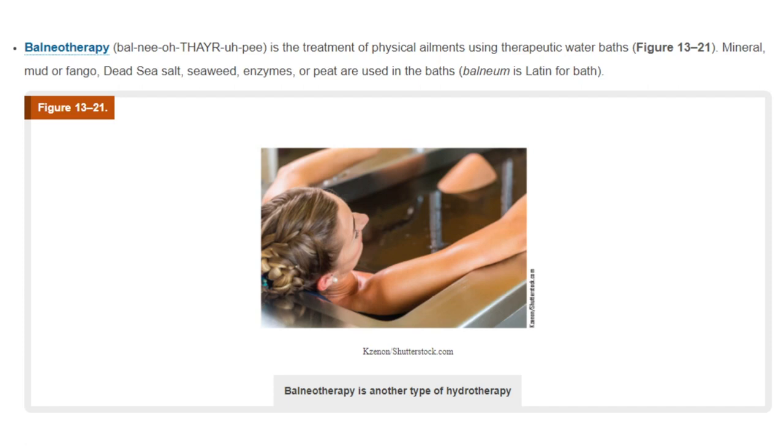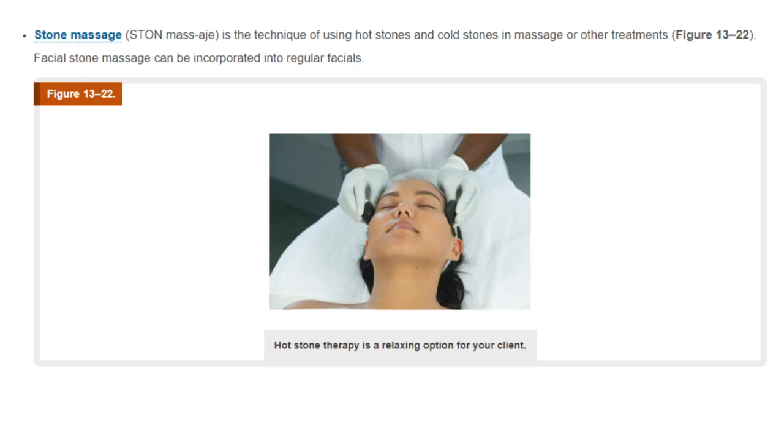Balneotherapy is the treatment of physical ailments using therapeutic water baths. Mineral, mud or fango, dead sea salt, seaweed enzymes, or peat are used in the baths. Balneum is Latin for bath. Figure 13:21. Balneotherapy is another type of hydrotherapy. Stone massage is the technique of using hot stones and cold stones in massage or other treatments.